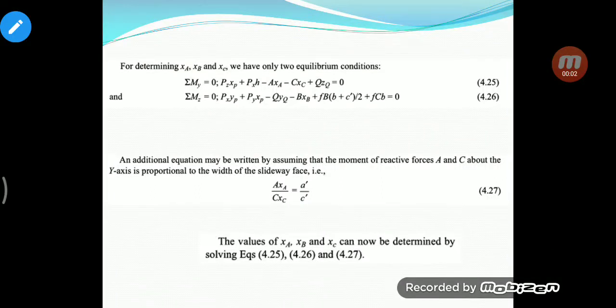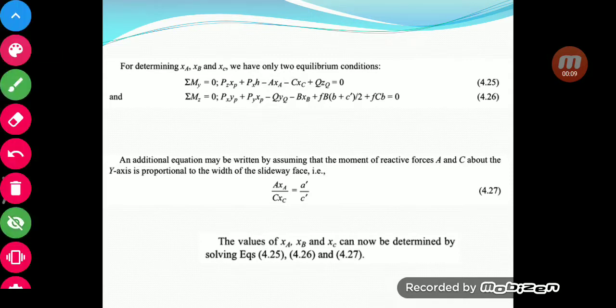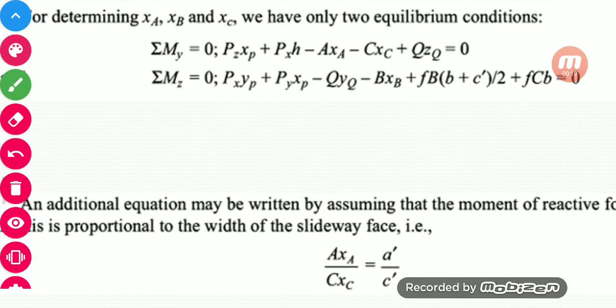Hello friends, so let us continue. In the last session we saw how we have taken moments across the y-axis. Now we will try to see the moments about the z-axis. So let us have a look. The components that are taken in the z-axis are px, py, q, b and the frictional forces. Okay, so let's try to have a quick visualization first.